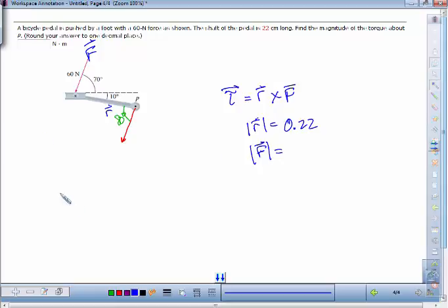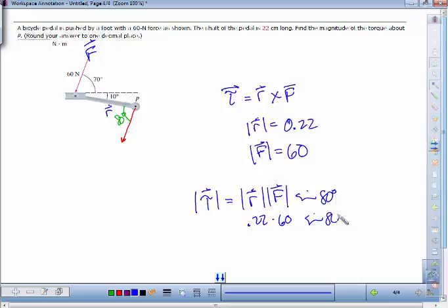And the force vector, they gave it to us in newtons already, so 60. So those are the magnitudes that we care about, and then we go to the formula for the torque, the magnitude of the torque, which is just the magnitude of R, magnitude of F, and then sine of the angle between them. And we got 0.22 times 60 times sine of 80 degrees. And whatever that turns out to be.